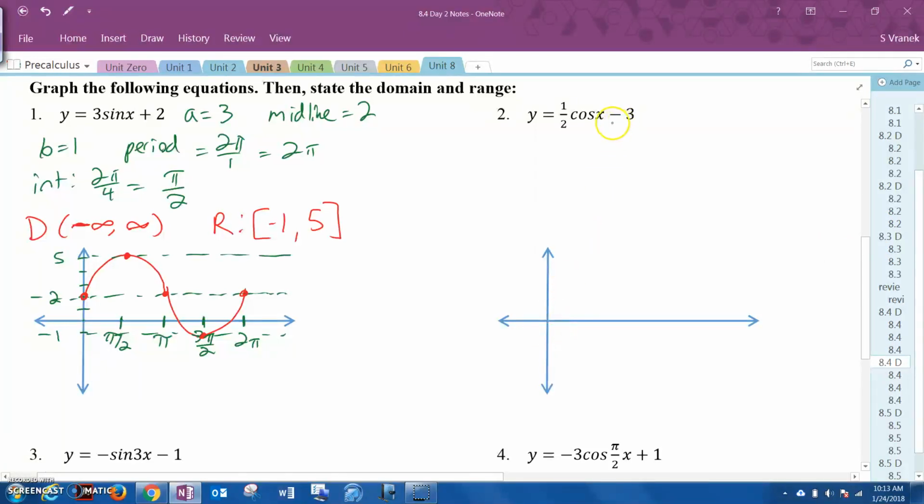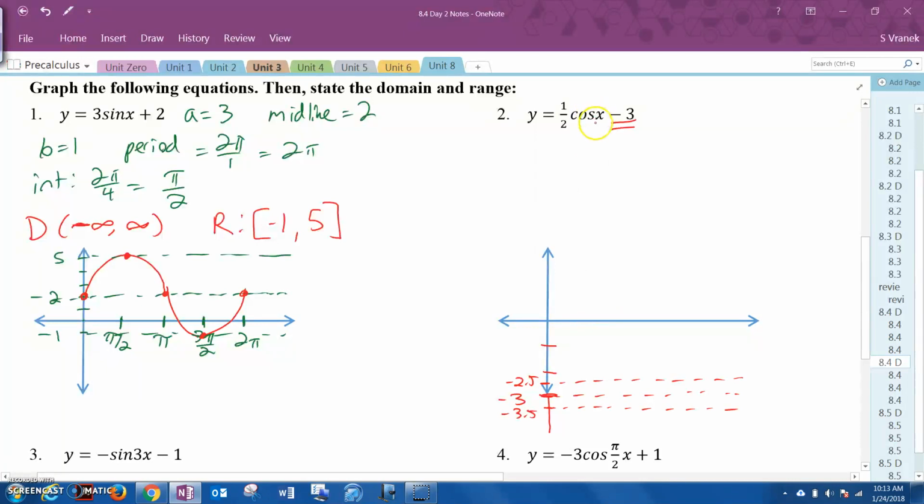For example, it tells you that the middle line is at negative 3. So negative 1, negative 2, negative 3. And it tells you the amplitude goes up by a half. So really the top is negative 2.5 and the bottom is negative 3.5. So it's a really tiny graph. That's why I kind of skipped this one. I don't really like this one as much.